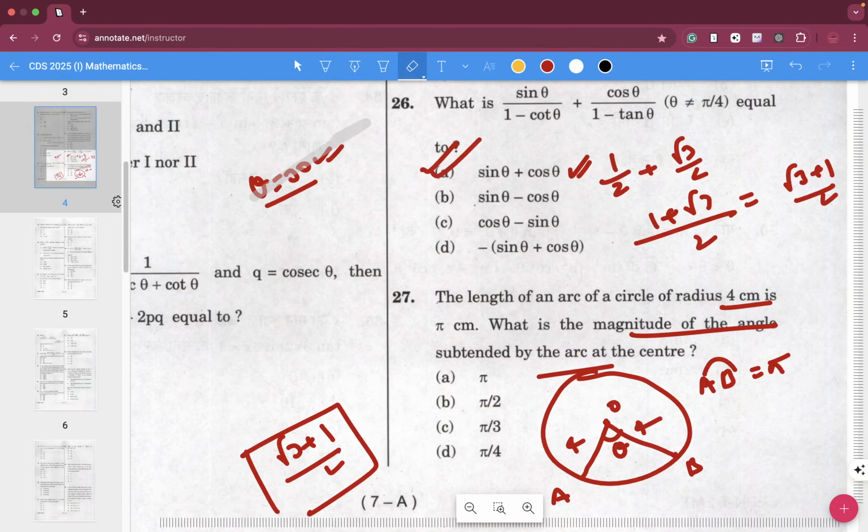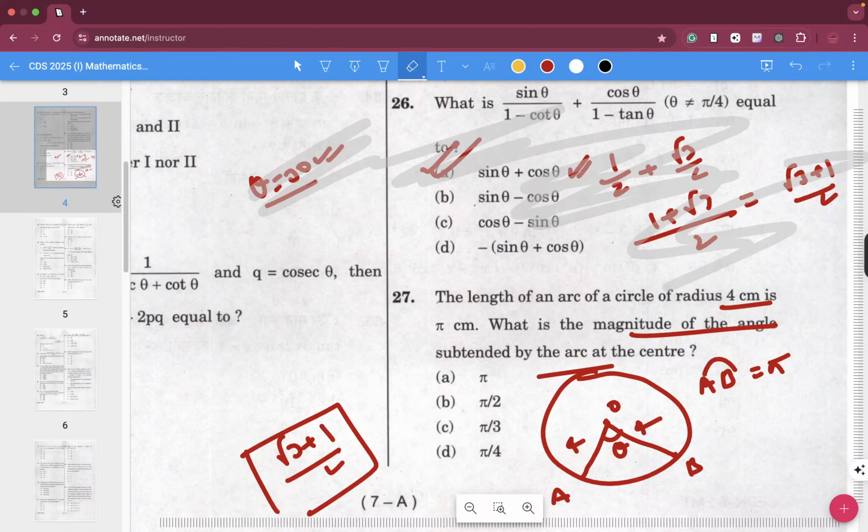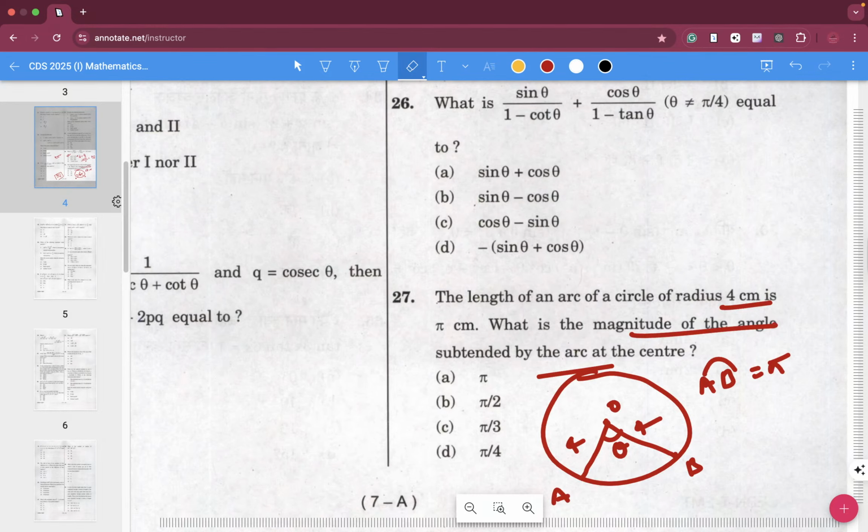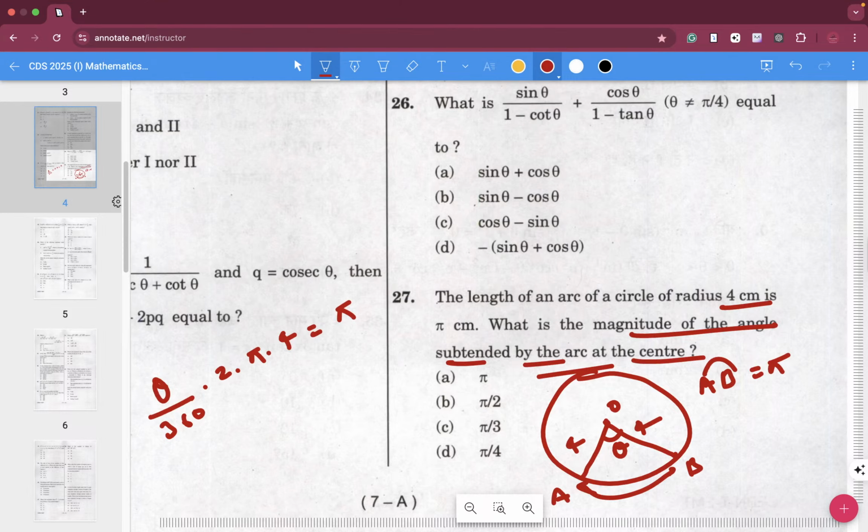I'm deleting all that I wrote for question number 26. Okay, let us focus on question number 27. Sitter question. So this arc is basically a perimeter only, part of the perimeter. So theta by 360 into 2 into pi into r is equal to pi. They have given, is that what they have given? The length of an arc of a circle of radius 4 centimeter is pi centimeter. What is the magnitude of the angle subtended by the arc at its center? Basically they have asked us to find out this value in black, right?